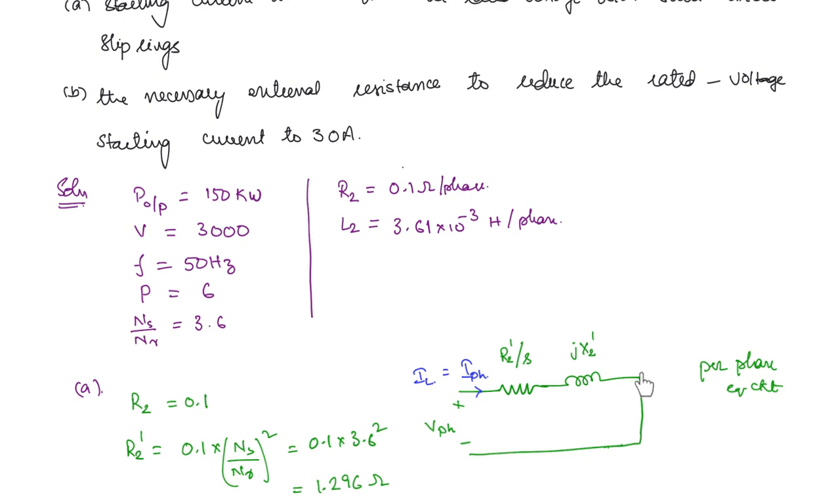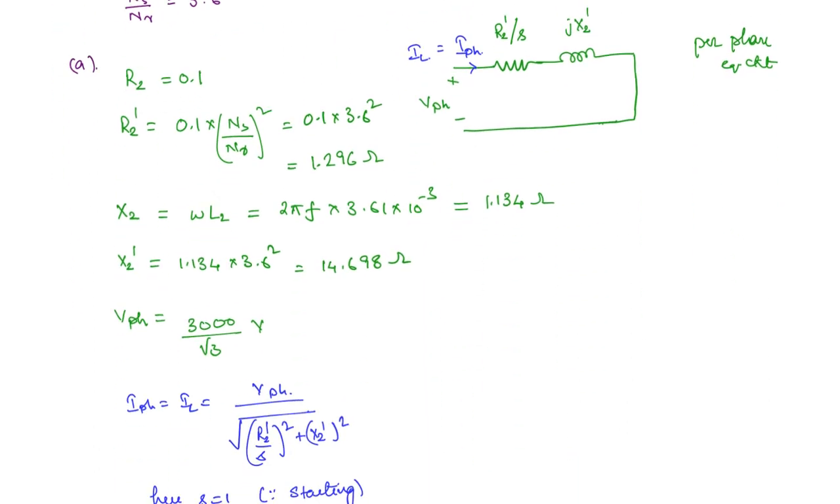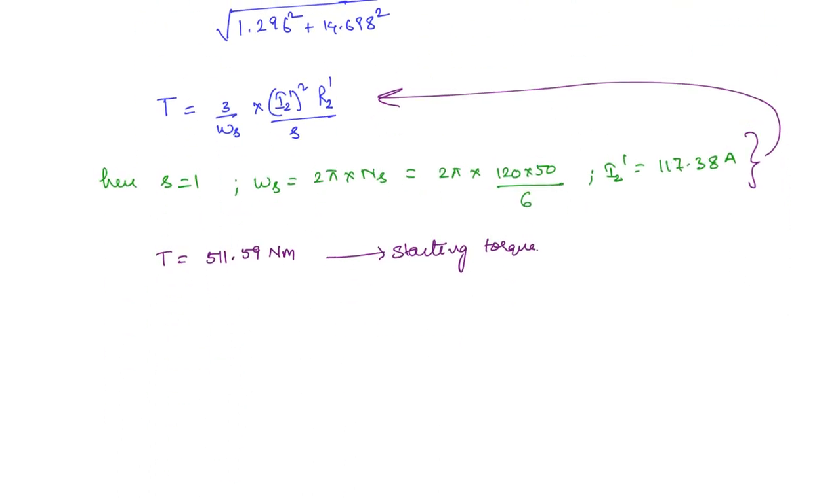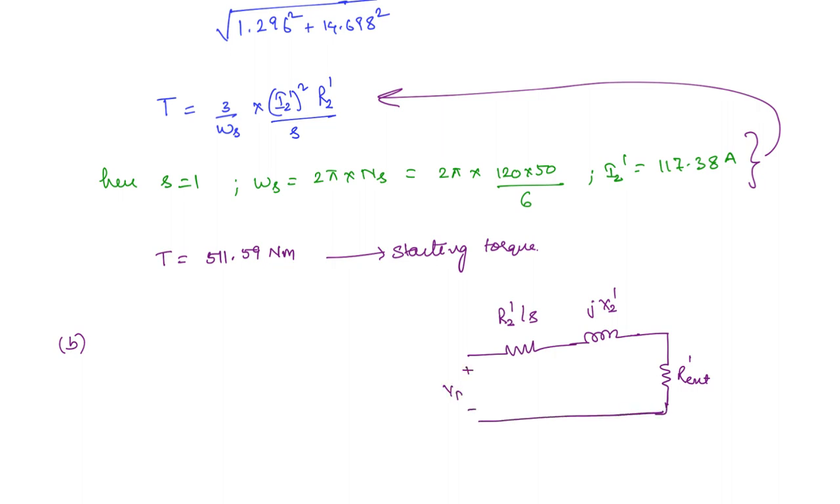So external resistance will appear in series with these parameters. Okay. So what will be the equivalent circuit in that case? Second bit, you're going to have R2 dash by S. This is jX2 dash, and here you're going to have external resistance referred to the stator side, remember. So we have to find R external, not R external dash. This is given V phase. V phase, we know it is 3000 by root 3, the rated voltage.